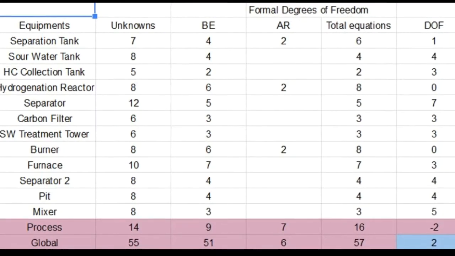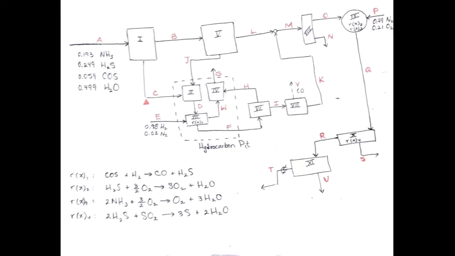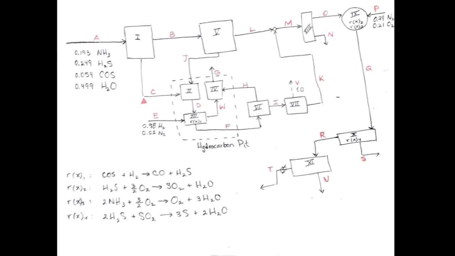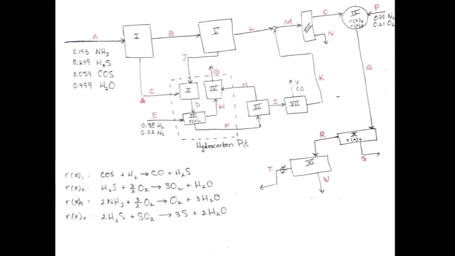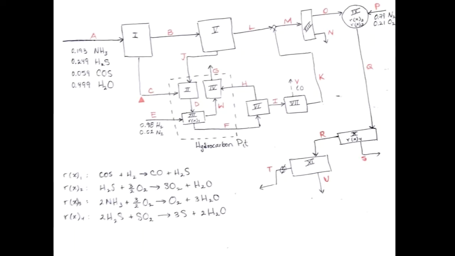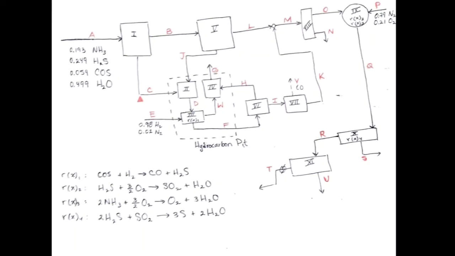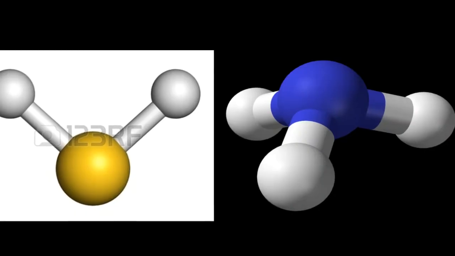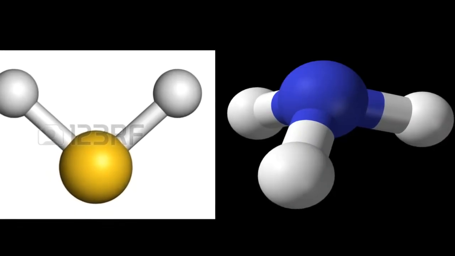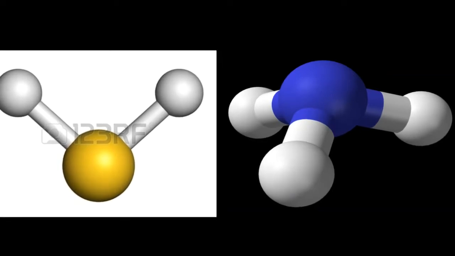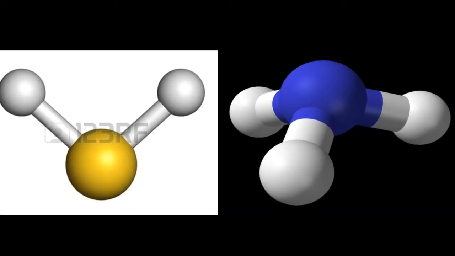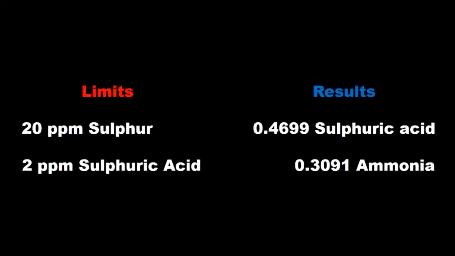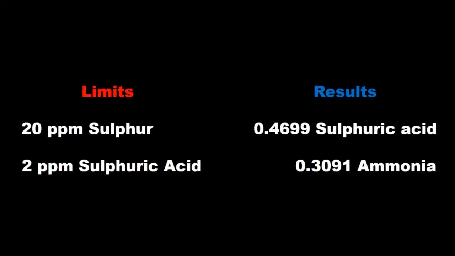Knowing that our stream shows the amount of treated water leaving the process with a few remains of ammonia and sulfuric acid, the proportions of these two toxic wastes were evaluated. Our new slightly sour water is given its name due to its H2S and NH3 content. According to environmental regulations, the final treated water must have a content no greater than 20 ppm by mass of sulfur and 2 ppm by mass of H2S.